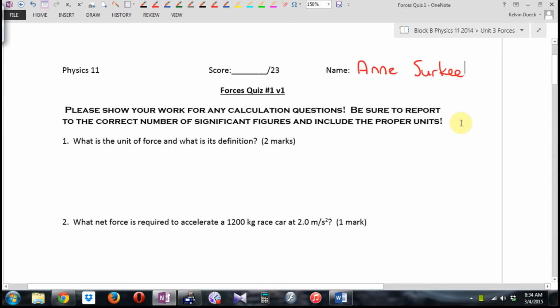Number 1, what is the unit of force and what is its definition? Okay, for 2 marks. Well, first of all, for 1 mark, what's force measured in? What are the units of force? Newtons. You can write a capital N or you can write the word newtons if you wish.